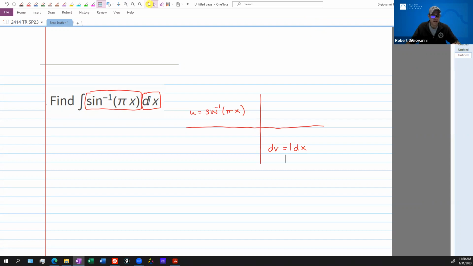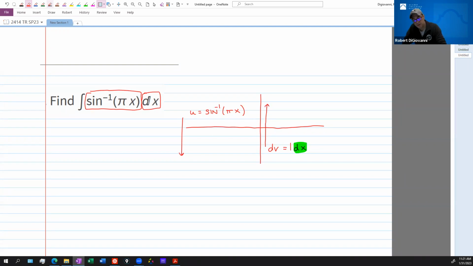By the way, the dx always has to go with the dv. You can't put the dx up here because then you'd have to take the derivative of the dx, which would be a second derivative, and integration by parts doesn't work that way. So we're going to do dx always here. And now we differentiate and we integrate, right?